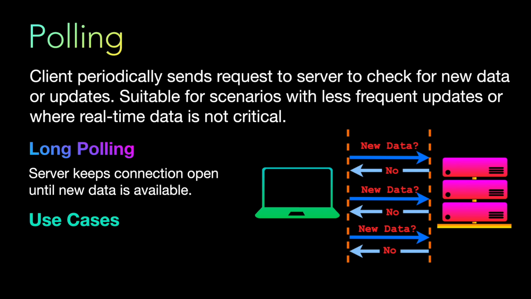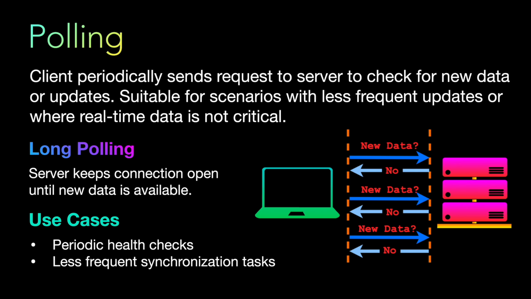So what are the use cases in which polling is used? One is periodic health checks, and anything that has to be done at a regular interval, like frequent synchronization tasks, or notifications and status updates. Polling is a good option to check for data from the backend at a regular interval.